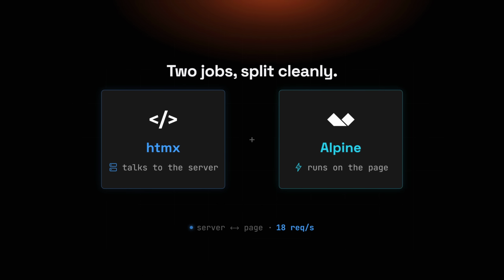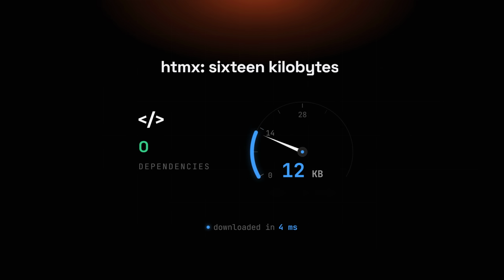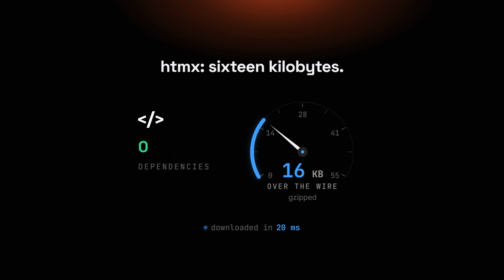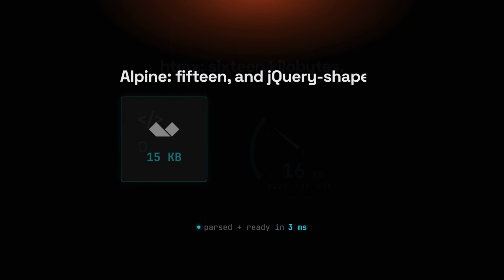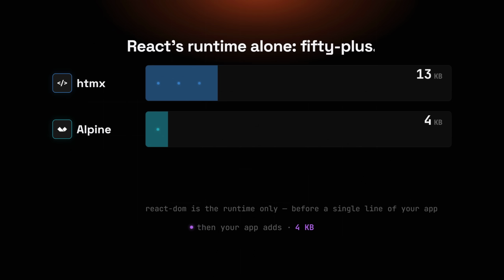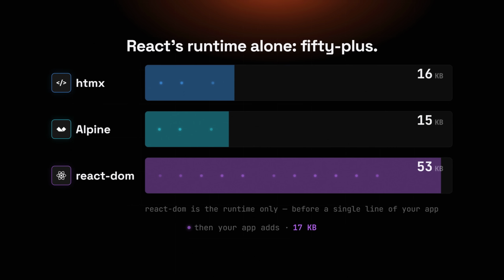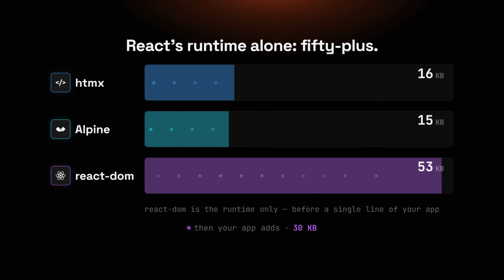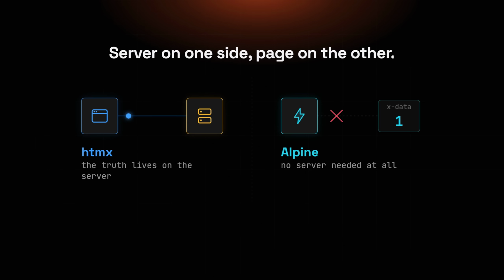Let me introduce both, because they solve two very different problems. HTMX is around 16 kilobytes gzipped, and it ships with 0 dependencies. Alpine is about 15. Its creator calls it jQuery for the modern web. For contrast, React DOM alone is roughly 50 kilobytes gzipped before you write a single line of your own app.